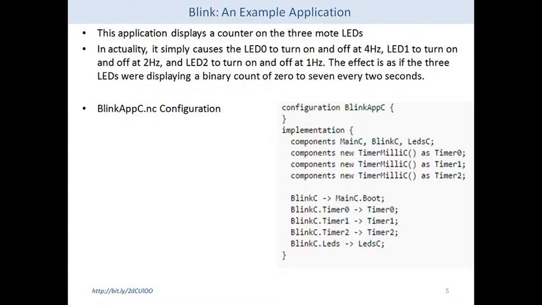So we will program our Blink C files in such a way that they display the count of 0 to 7 every 2 seconds. This is the BlinkAppC.nc configuration file. All configuration files start with the configuration keyword with the configuration file name, followed by the implementation of this configuration file.